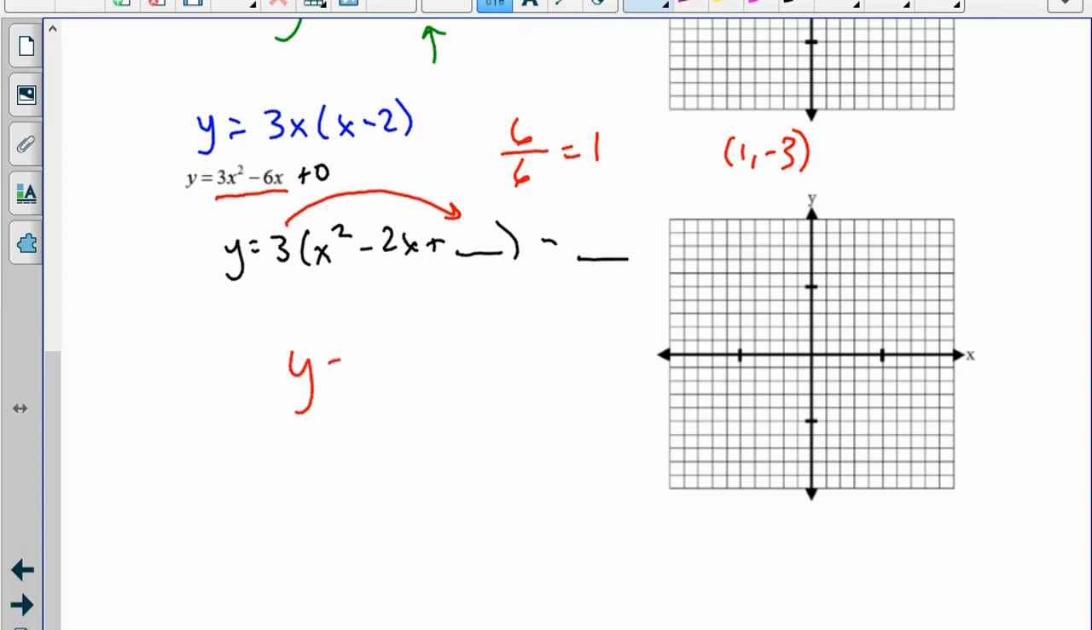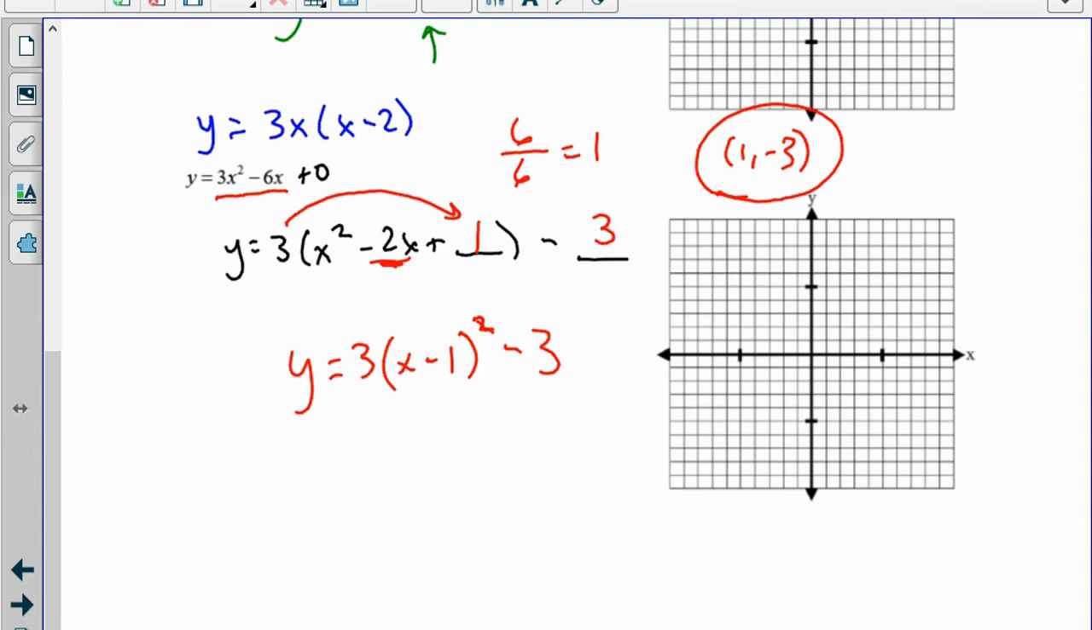So y equals 3 times x minus 1 squared. That's because negative 2 divided by 2 is negative 1. Then when I square it, I get positive 1. Positive 1 times 3 is 3. So I really added 3 to this equation, which means I want to subtract 3 from the equation when I'm done. So I get 3 times x minus 1 squared minus 3, which is exactly what I should have got because 1, negative 3 was supposed to be my vertex.